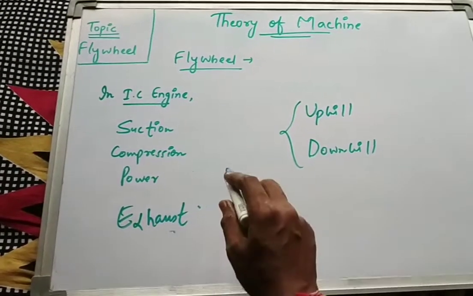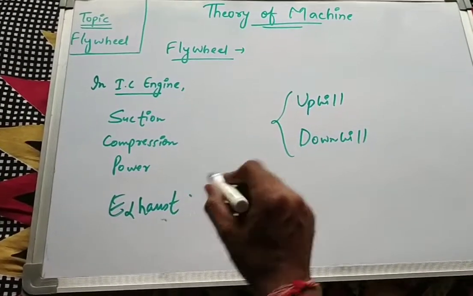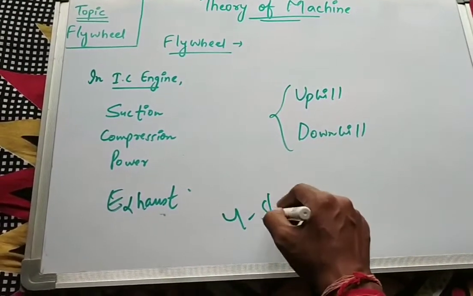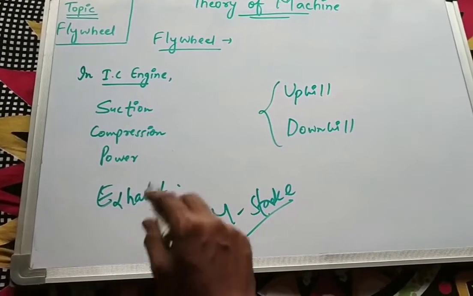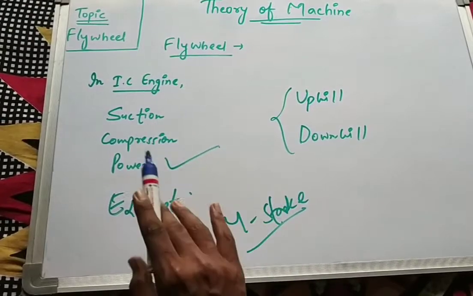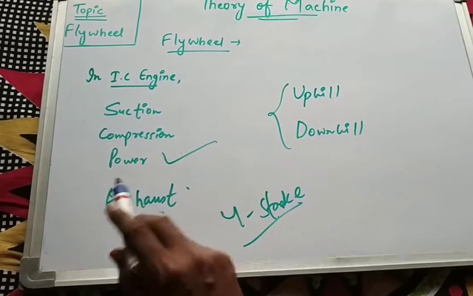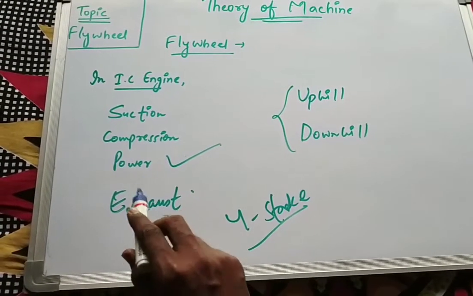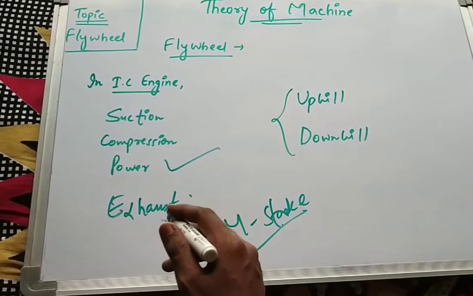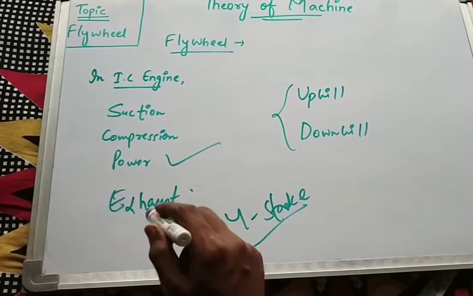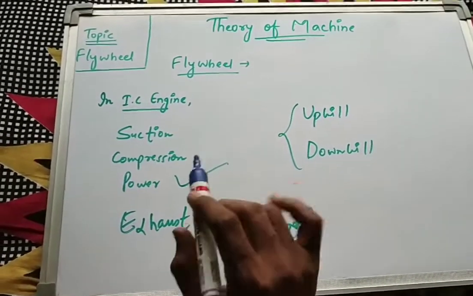So we have four strokes, but we all know that if we consider a four stroke engine, then during these four strokes, only during the power stroke is power produced, and during the suction, compression or exhaust stroke there is no power developed. So then how is the engine running in these three strokes? In this case the flywheel plays a major role.